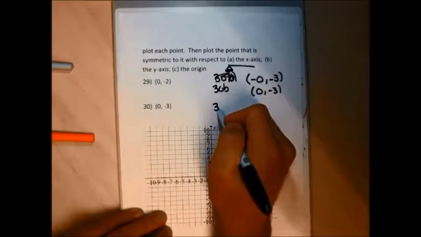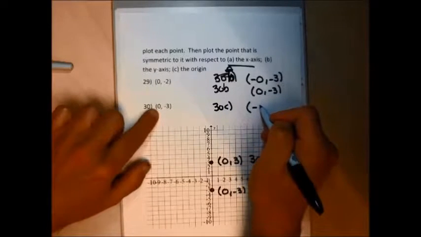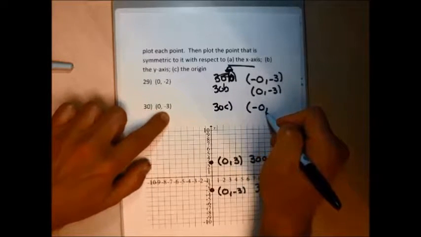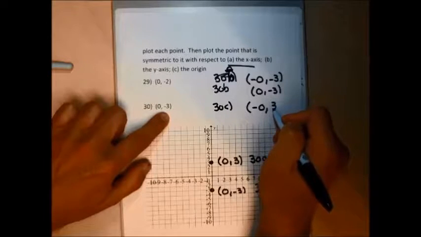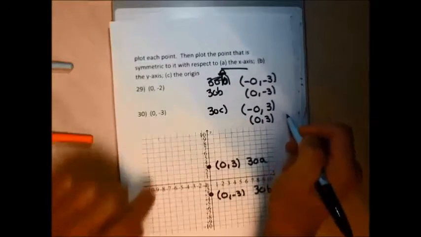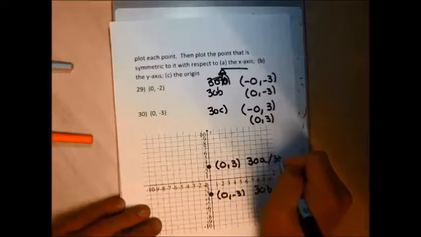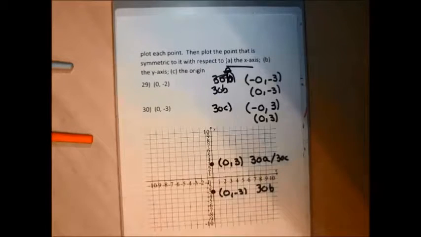For 30C, for the symmetry to the origin, I change the sign of the x from 0 to -0, and the y from -3 to +3. And again, that's going to be the same as the point (0, 3). And so this point (0, 3) is also the answer to 30C. So when points are on the axes, their points of symmetry with respect to the x-axis, y-axis, or the origin can be a little bit tricky.